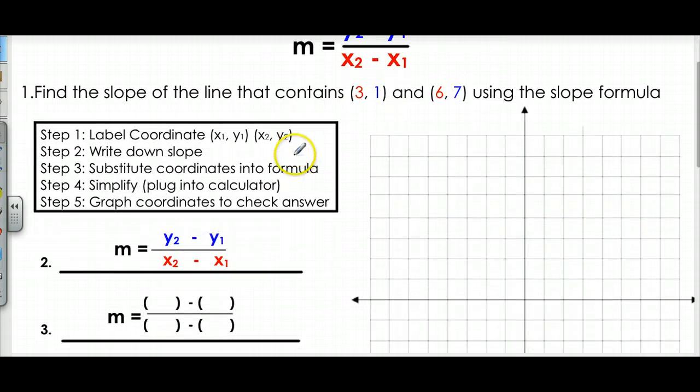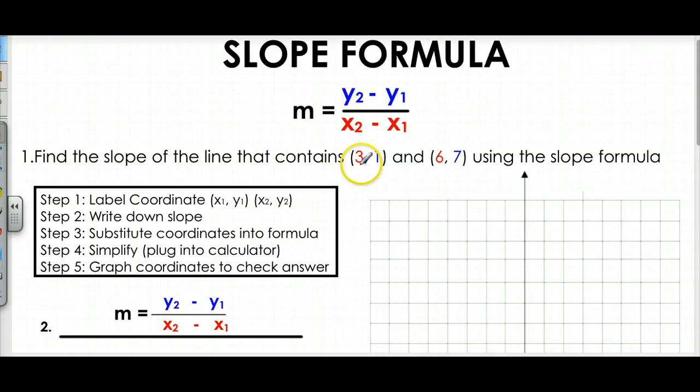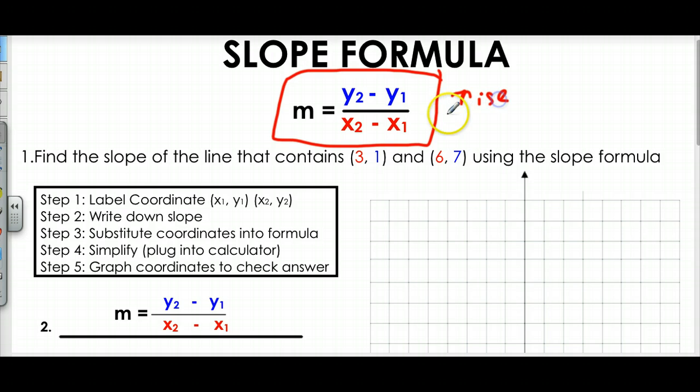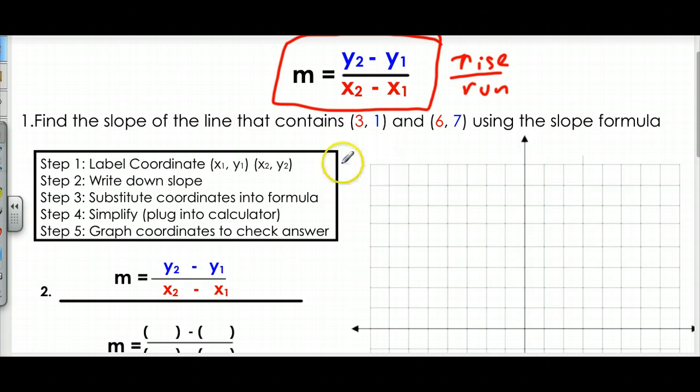So if we want to find the slope of a line that contains the points (3, 1) and (6, 7) using the slope formula, well, we need the slope formula, which is given here: y2 minus y1, that's our rise, and x2 minus x1, which is our run. Still rise over run, that's just the formula for it.